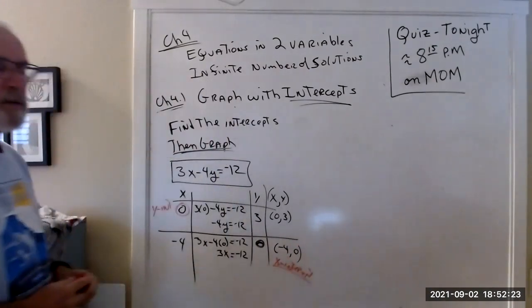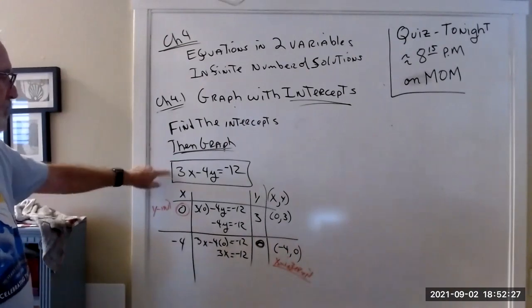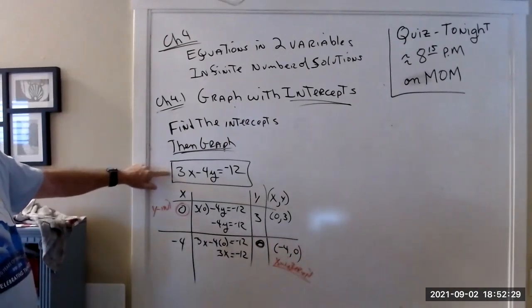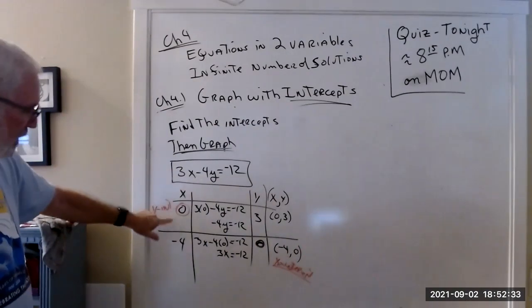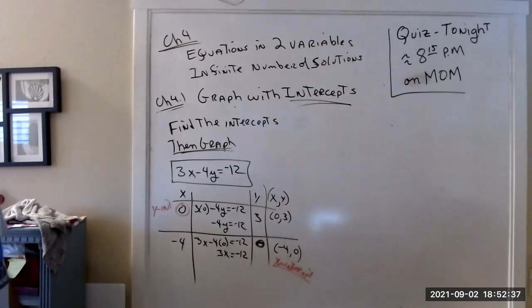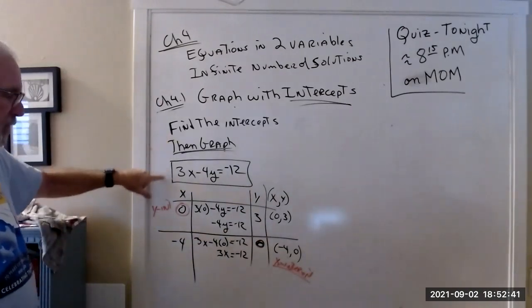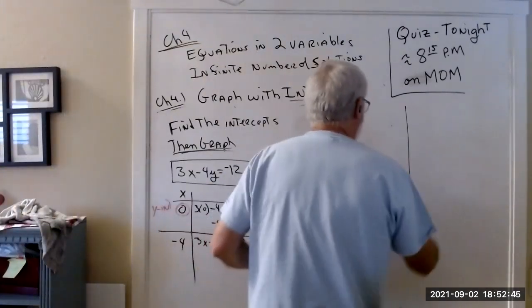So sometimes a problem would just say, here's an equation, give me the x-intercept. Or here's an equation, give me the y-intercept. So you'd answer this answer or this answer, whatever. Okay. Sometimes a problem will say, find the intercepts and then graph them. Well, that's pretty easy.